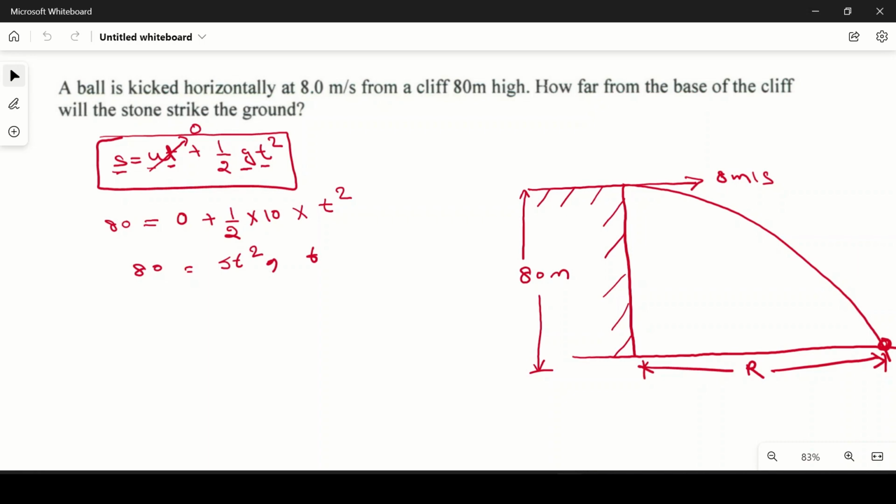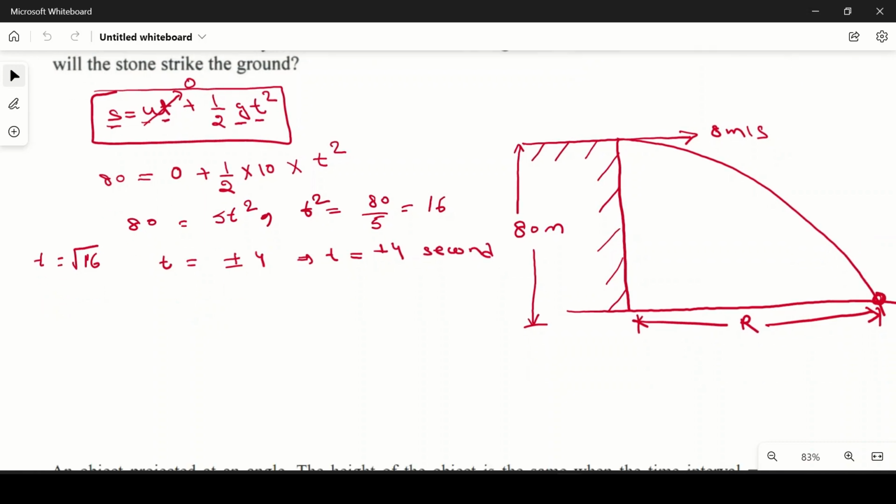So t square will be 80 divided by 5, which is equal to 16. So t will be plus or minus 4, because t is root 16. Time cannot be negative, so the time will be 4 seconds. Okay, so how far will the ball strike the ground?